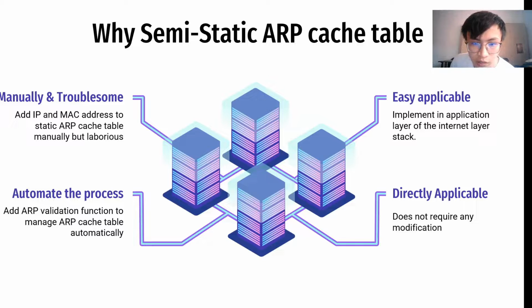The main purpose of these methods is to remove the tedious process of adding to the static ARP cache table manually, and to add ARP validation functions to manage the static ARP cache table automatically. It is implemented in the application layer of the internet layer stack, so it does not require any modification of the standard ARP protocol.